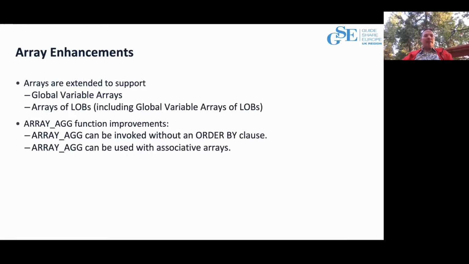So array enhancements. We talked about arrays in version 11, and the limitations were really no global variable arrays and arrays of LOBs were missing. And so now in version 12, you get global variable arrays and arrays of LOBs. So that's something that's really nice. And then the ARRAY_AGG function can now be used on associative arrays. And for compatibility with LUW, there's an optional ORDER BY clause.